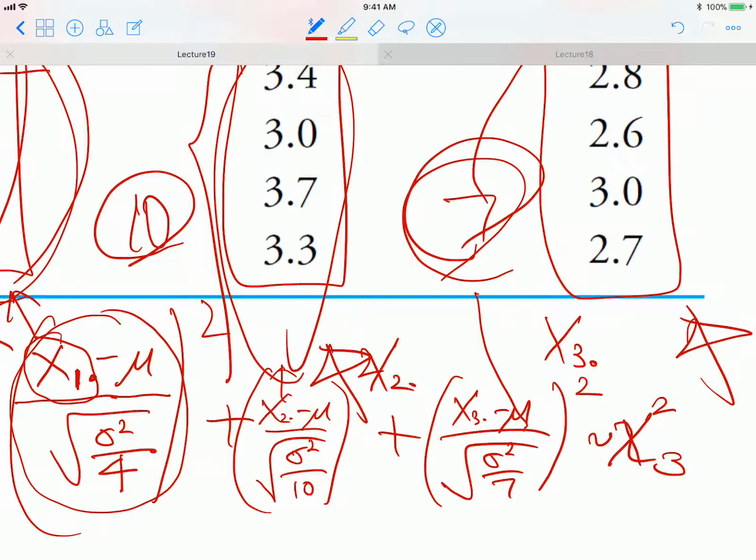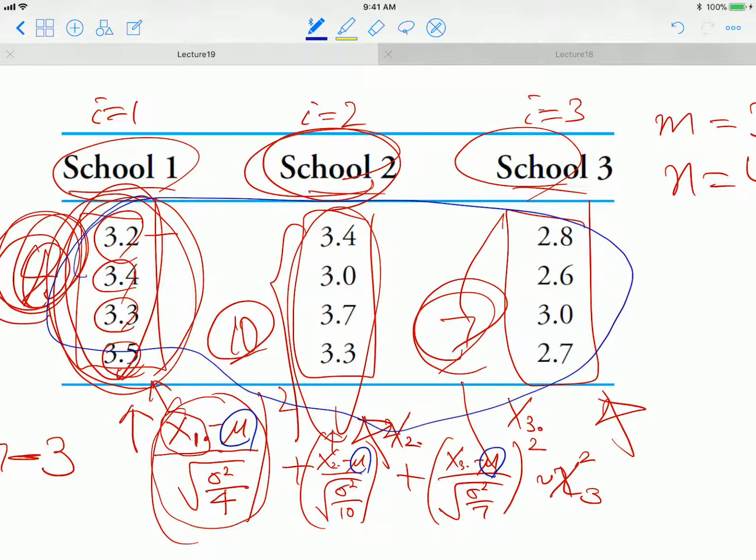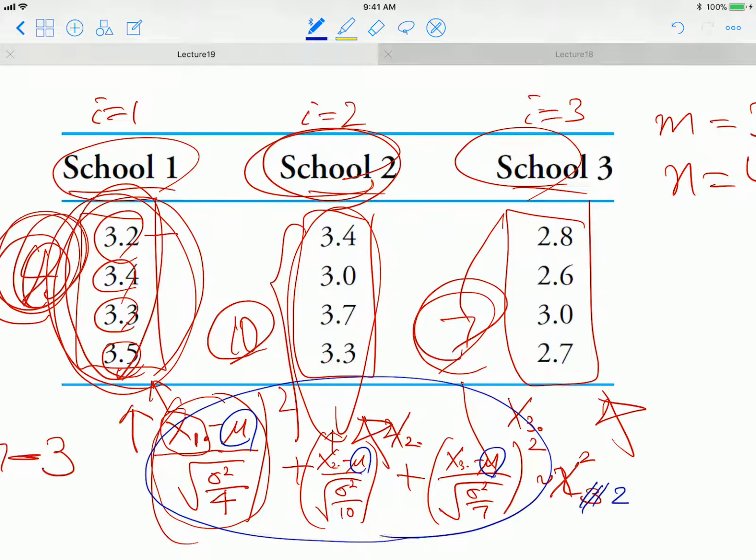Okay, and then the next step was what? We replace this common mu with the global sample mean, the average of all these samples, right? In that case, the degree of freedom will be 1 less than the original one. So the degree of freedom will be 2 in this case, right? So the second way will still have the degree of freedom of m minus 1, right?